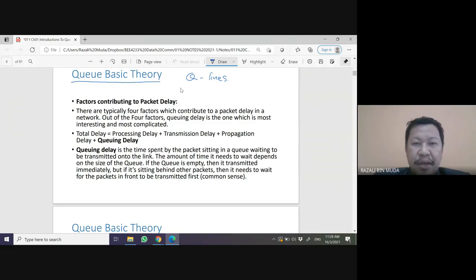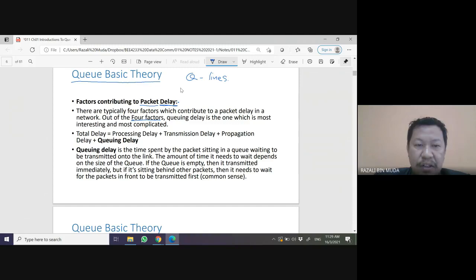Factors contributing to packet delay. Packet is like the information, and in data communication, sometimes the delay happens. There are typically 4 factors which contribute to packet delay in a network. Basically, total delay is because of 4 factors. Among the 4 factors, queuing delay is the most interesting and most complicated.